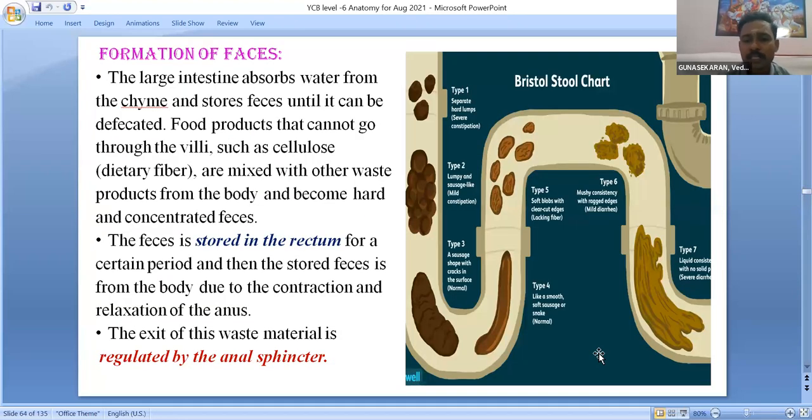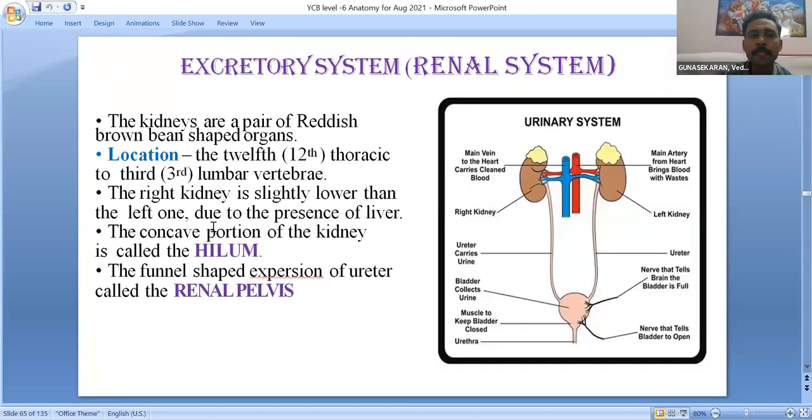So finally, excretion. You know very well about the formation of feces and its removal, the excretion. So this way, it is a very important area of digestion, and you understand about digestion. Why am I giving a slow lecture on the digestive system? You have to understand the digestive system. That will be enough to qualify your YCB level 6 exam. Most of the yogic practices lie in this area.